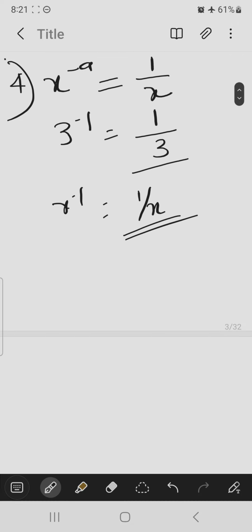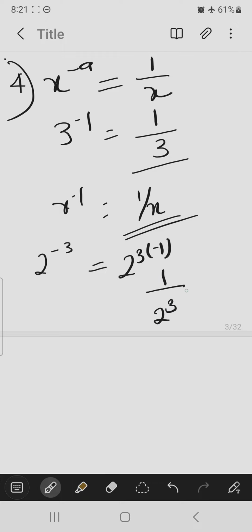Now, let's say we have 2 raised to power minus 3. This one is going to be 2 raised to power 3, all raised to the power minus 1. That's what it means. So this one will now be 1 over 2 raised to power 3, which is equal to 1 over 8. 2 raised to power 3 is 2 times 2 times 2. 2 times 2 is 4, and 2 times 4 is 8. That's why it is 8.